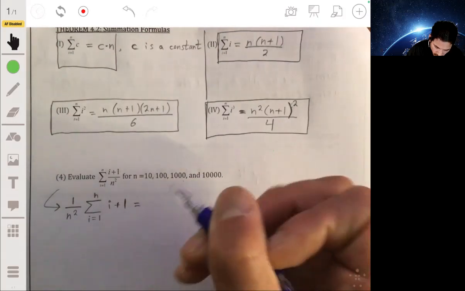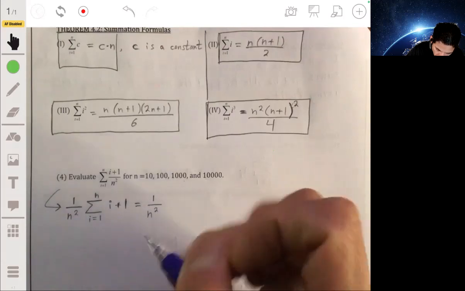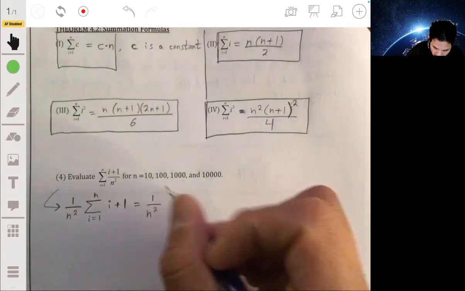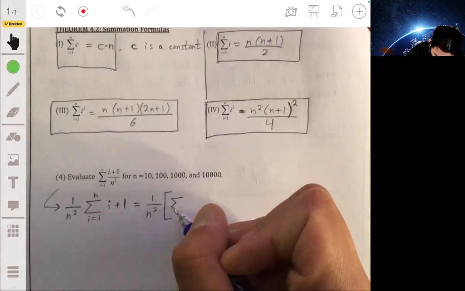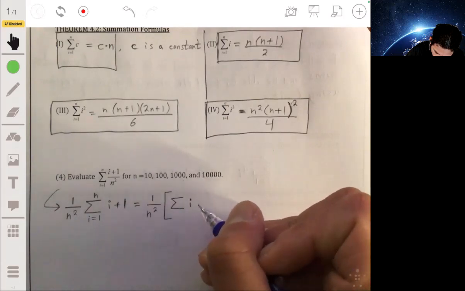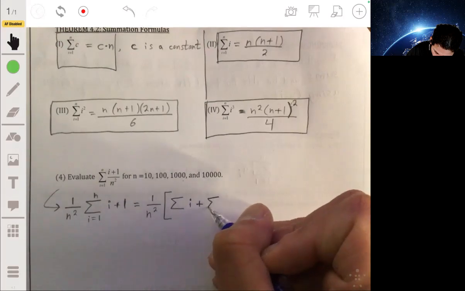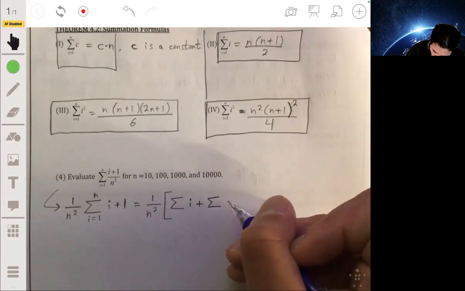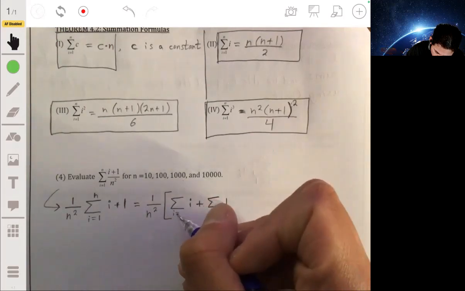Then within here, we can use one of the properties to break this into two sums. So 1 over n squared times one of the sums will just have the i term. The other one will be plus the sum where each term is equal to 1, from i equals 1 to n.